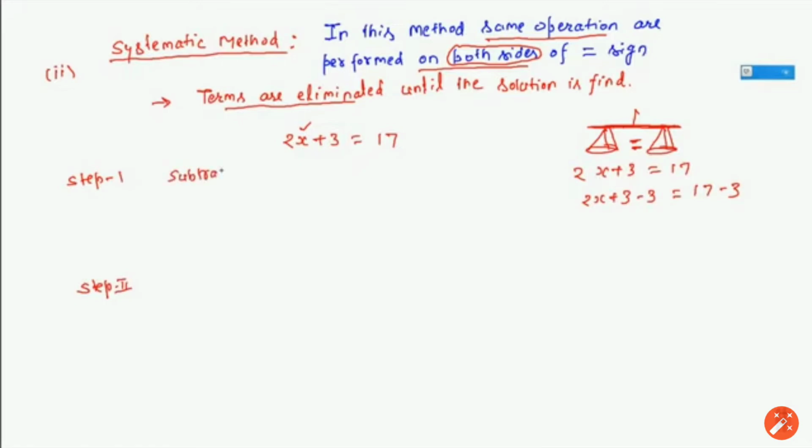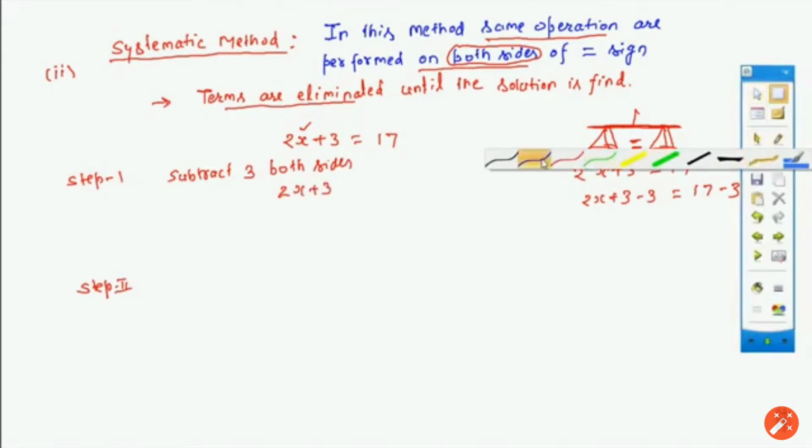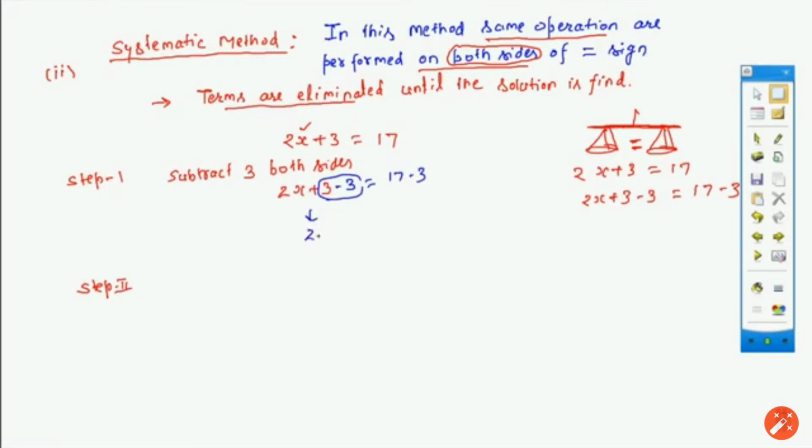Now step 1. Whatever we have done, it is very clear. Subtract 3 from both sides. We will write down here: subtract 3 from both sides. So that means 2x plus 3 minus 3 is equal to 17 minus 3. So plus 3 minus 3 will cancel. It will be 0. And now 2x is equal to 14.